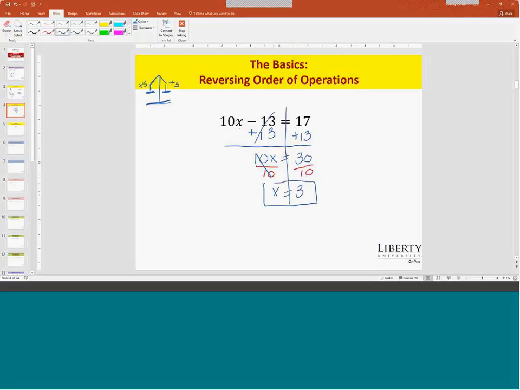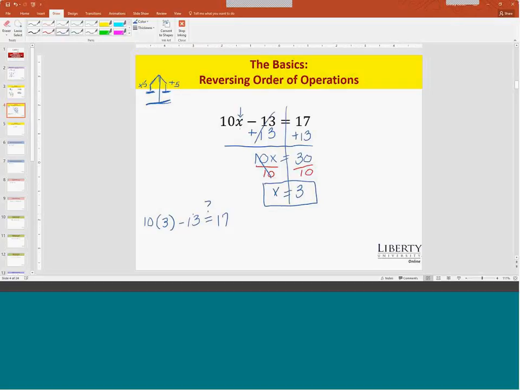And that's your final answer. Now, how do I know that is the correct answer? Whenever you have solved for your variable and you get a specific value, you can always go back to the original equation and plug it in place of x and see if you have a true statement. So instead of 10 times x, I'm going to multiply 10 times 3, minus 13. And does that really give me 17?